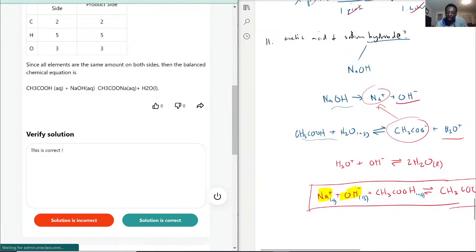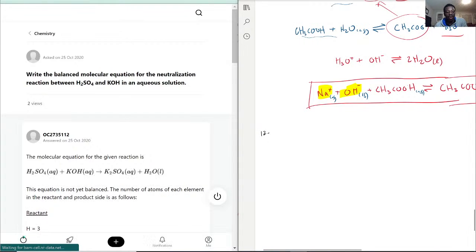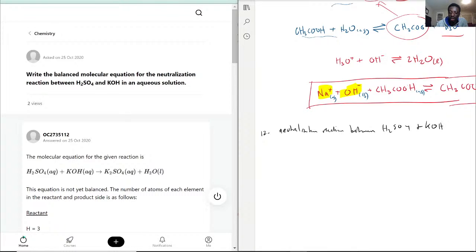And now for question number 12. Write the balanced molecular equation for the neutralization reaction between H2SO4 and KOH in aqueous solution. So the tricky part here is that we need to first understand how H2SO4 would even have to neutralize.